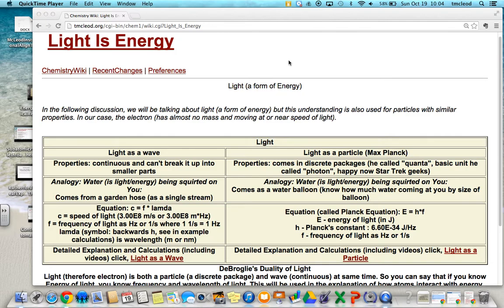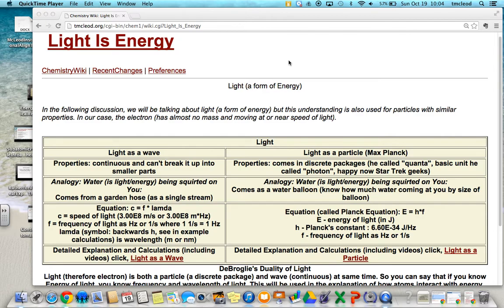Around 1900, there was a big issue in physics. What is this thing called light? And there were two camps. Light is a wave, and light is a particle. For light as a particle, a guy named Max Planck was kind of the lead person on it, not that there weren't a bunch of other people. But light as a wave and light as a particle are two totally distinct things. So this table provides a little explanation of what they are.